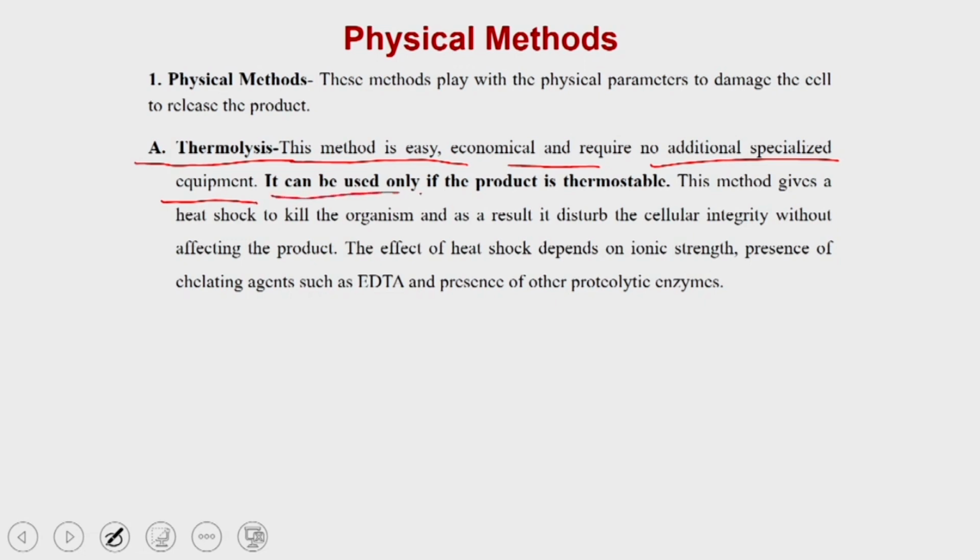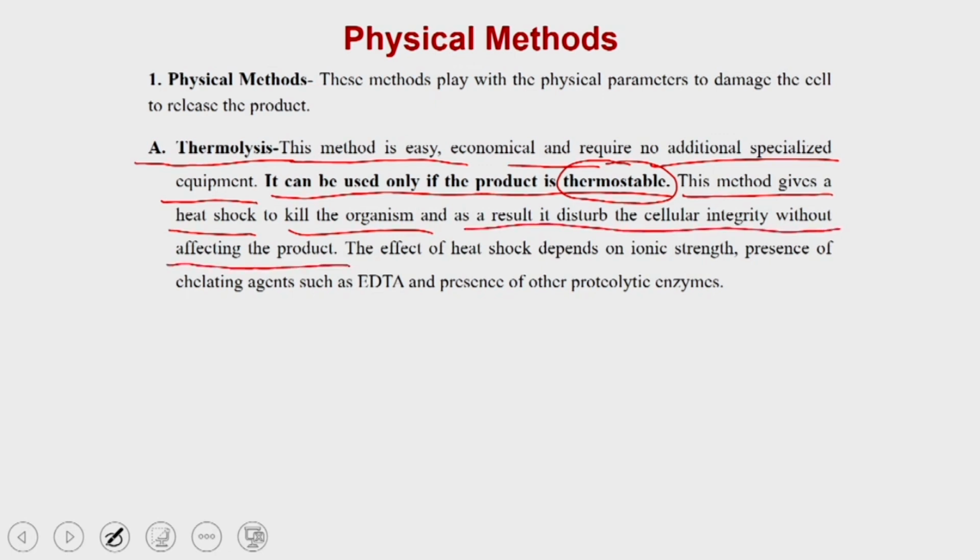The only time you can use thermolysis is when your product is thermostable, which means if you vary the temperature, it should not destroy or degrade your product. This method gives a heat shock to kill the organism, and as a result it disturbs the cellular integrity without affecting the product. The effect of heat shock depends on the ionic strength, the presence of chelating agents such as EDTA, and the presence of other proteolytic enzymes.